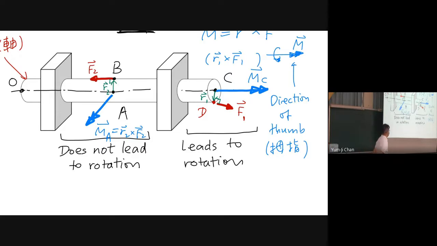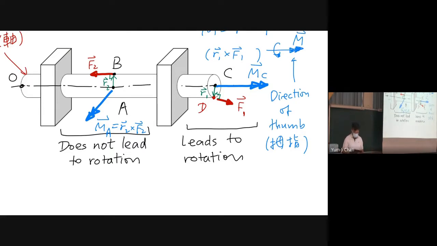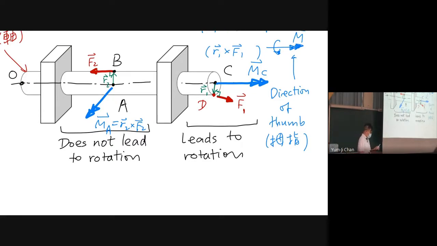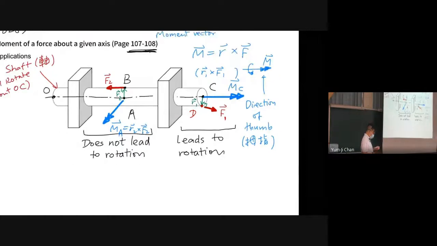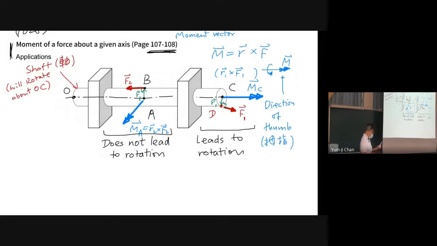At least can you understand my drawing? So this one is going this way, and this one is going this way. Now, what conclusion can we draw from here?